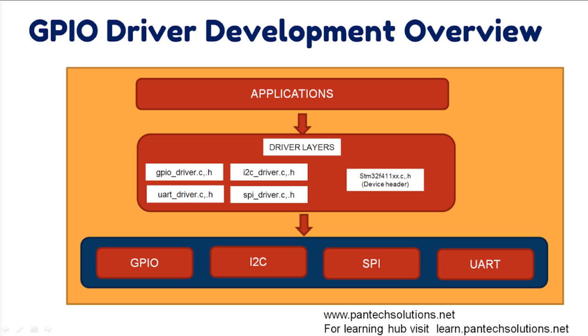So today's session is about GPIO driver development. Whenever you create a project, you have an application and you need drivers. Whenever you create a complex project with multiple peripherals involved, you need a driver layer, which will have a C file and header file for each and every peripheral. For example, for the GPIO driver, you'll have gpio_driver.c and .h, which will have a lot of functions that you can call from the application programming, so that you can reuse these functions for different applications.